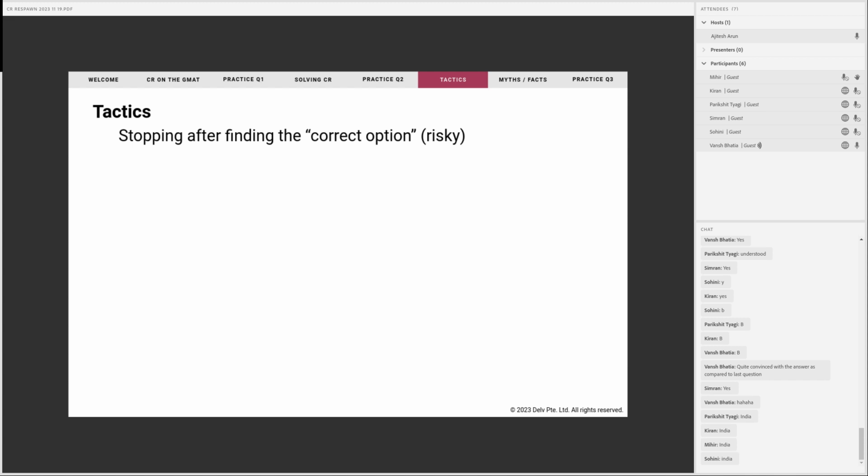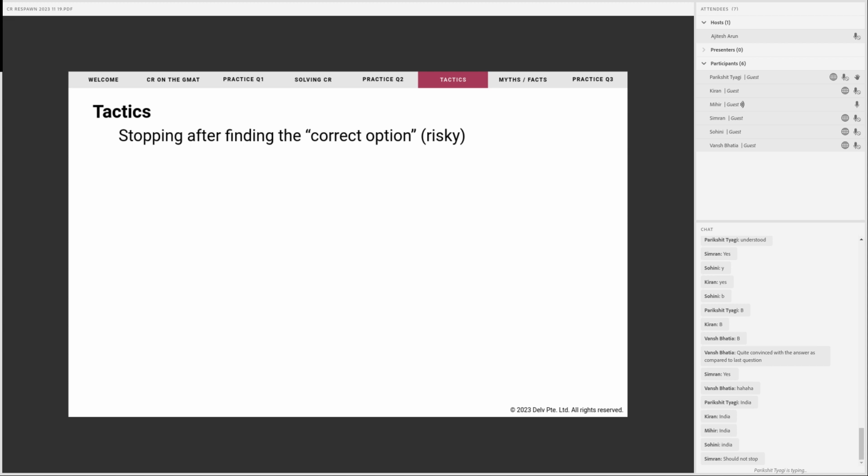Yeah, I mean, definitely going through all the options. I've actually made a lot of incorrect answers due to this, like stopping in the middle. And yeah, the C option is correct. I don't even have to read further. But yeah, going through all the options is the correct approach. Okay, Vansh is saying go through all the options. Mihir and I think Parikshit have raised their hands. Please go ahead. Yes, sir.